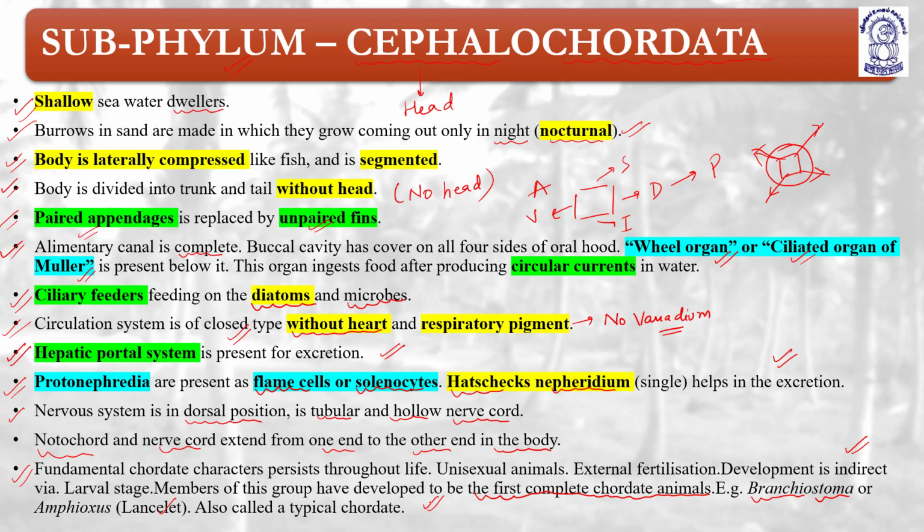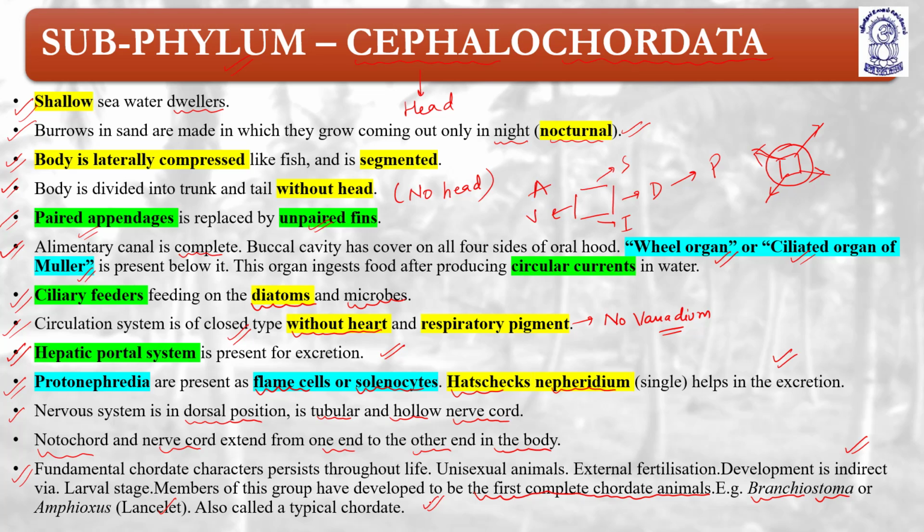Distinct head is absent, accepted, but cephalo means the notochord has two positions, one cephalic and one caudal. The cephalic position will give rise to a head in the coming generations, in the coming species. So the term cephalochordata is given because of this reason. Paired appendages are replaced by unpaired fins, the alimentary canal is complete, and the buccal cavity has a four-sided cover, known as the wheel organ or ciliated organ of Mueller, which helps in grasping food by producing circular currents.